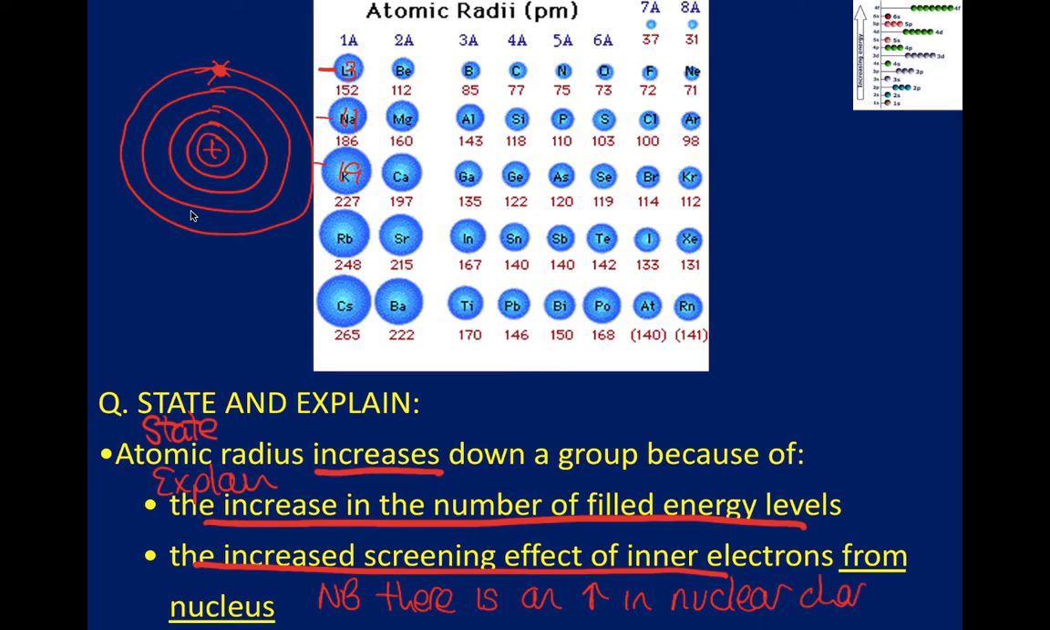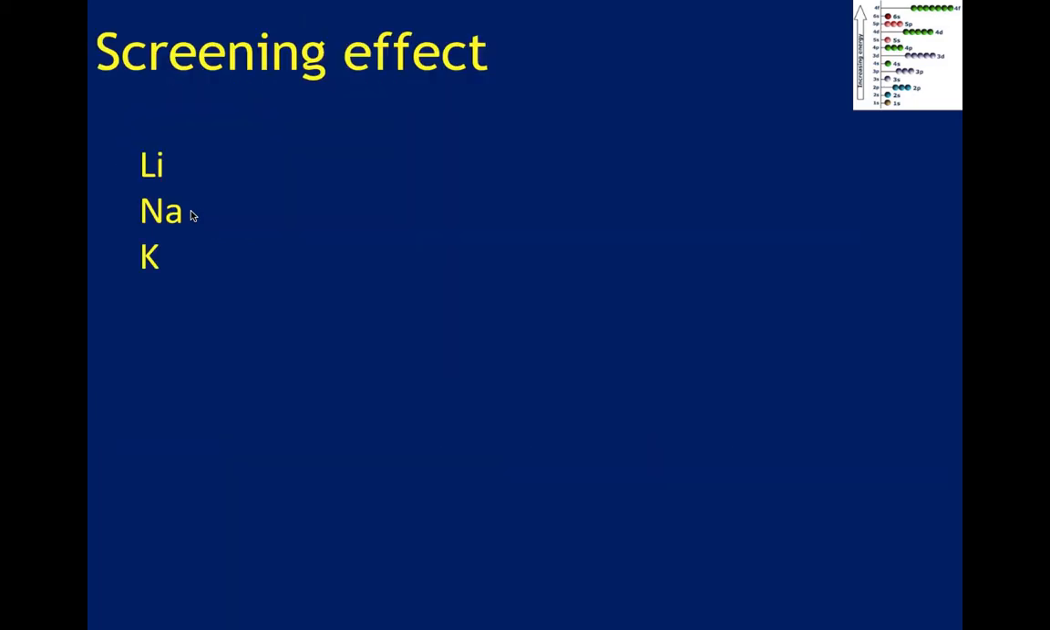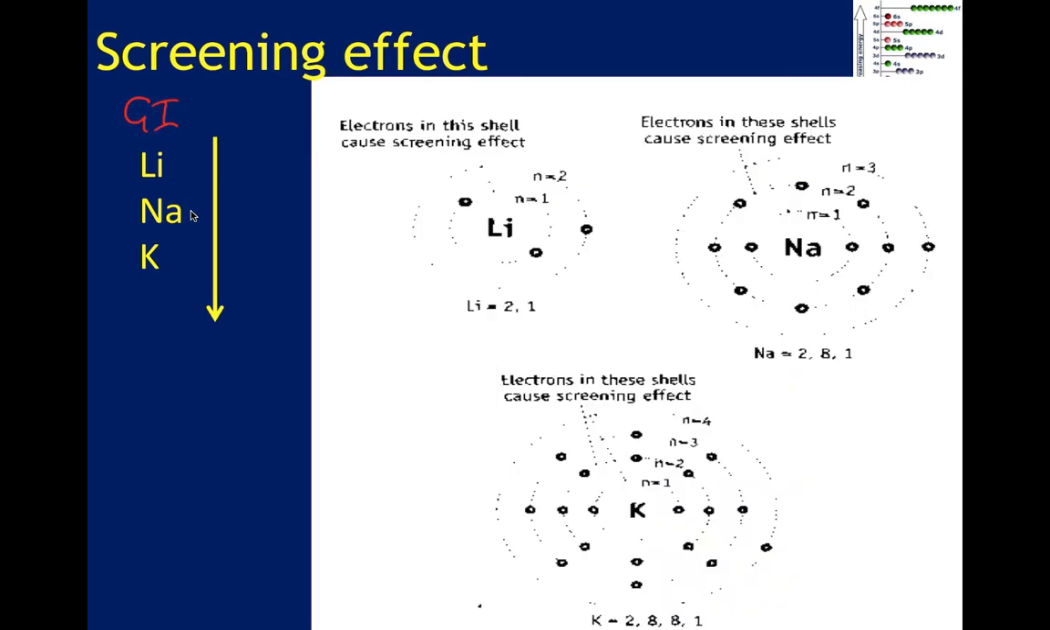But we'll just put it in, but this is not a marking point. Okay, so it's only these two that are your marking points. So at this point, I'm just going to have a little look at your screening effect and see can we explain it better. As you go down group 1, you get an increase in your atomic radius.